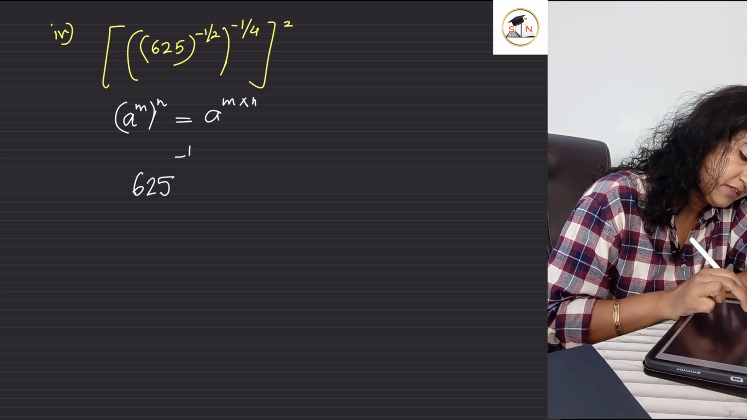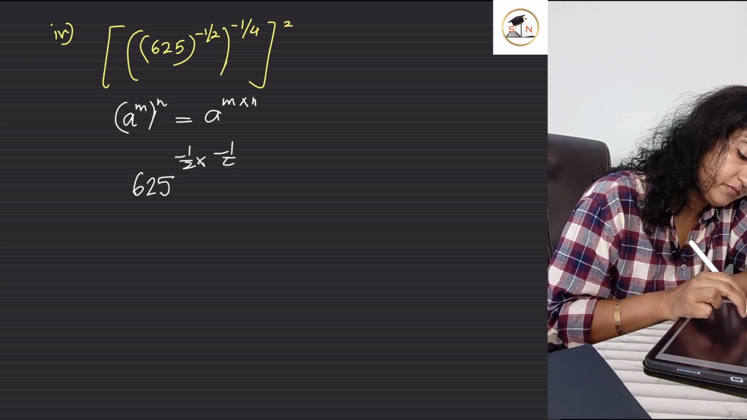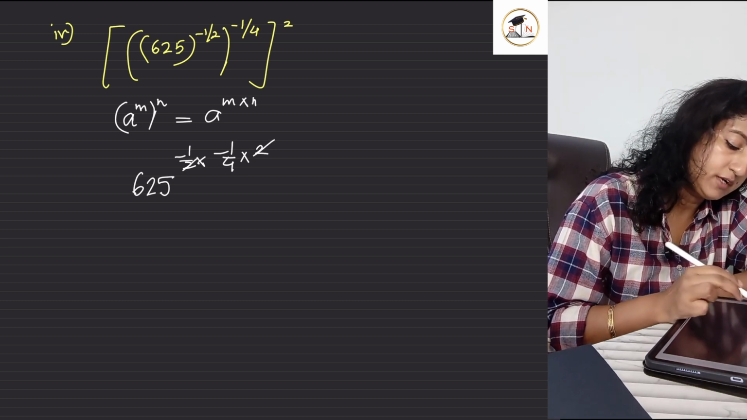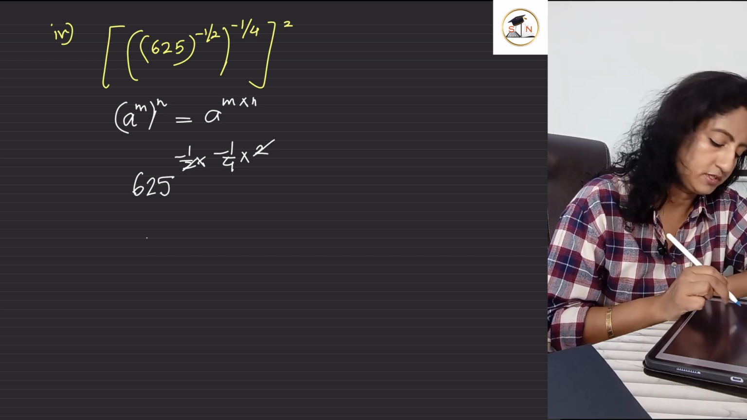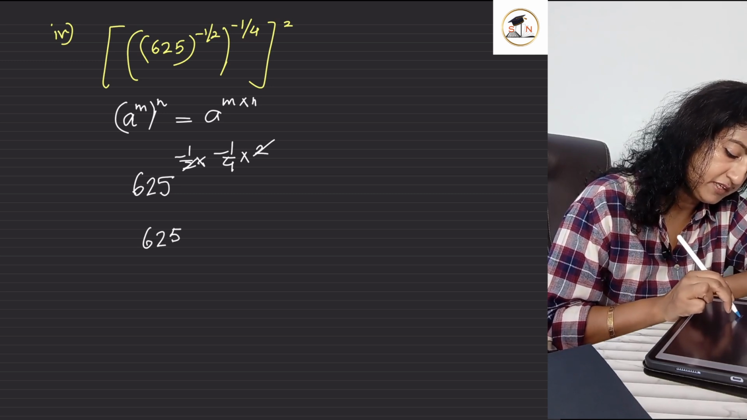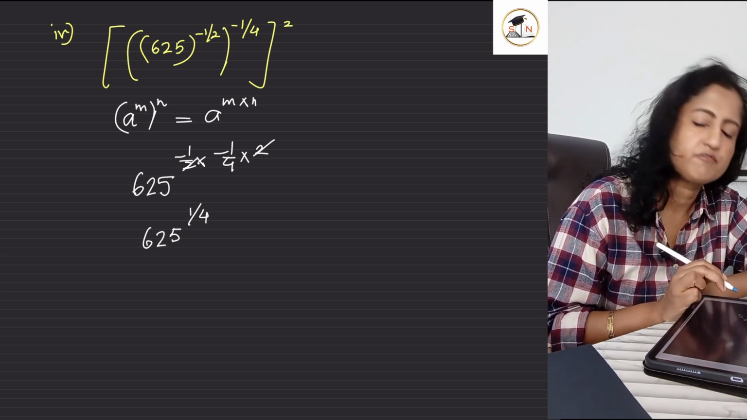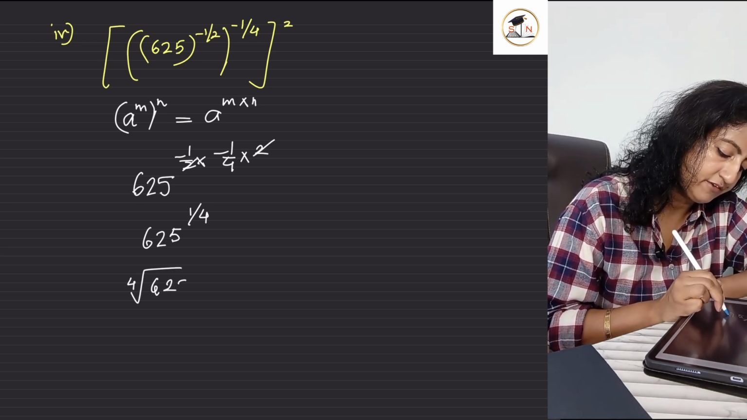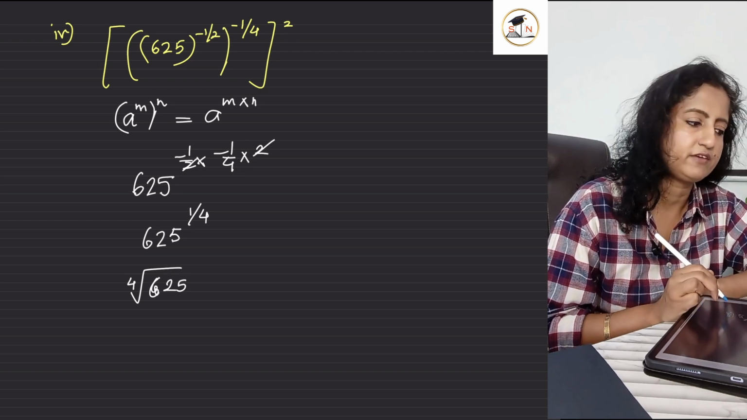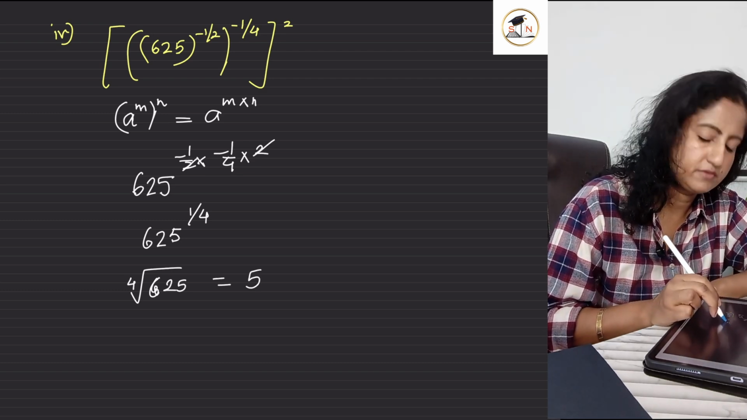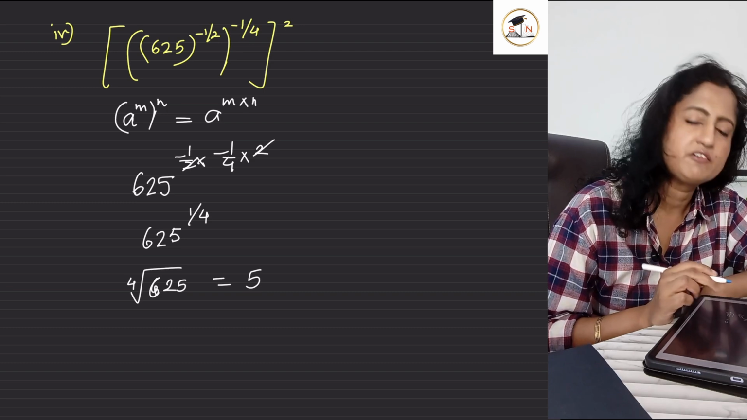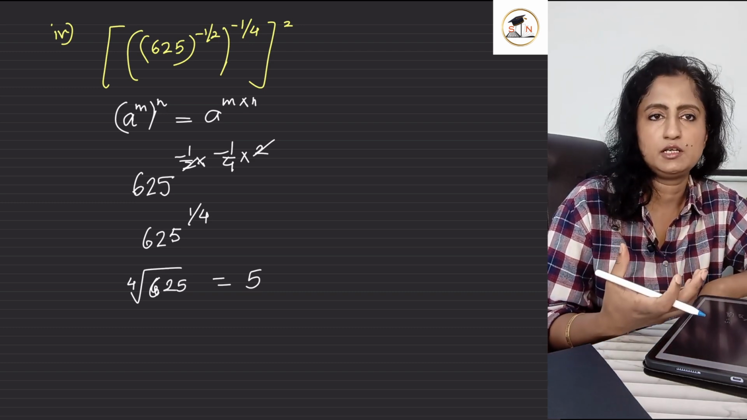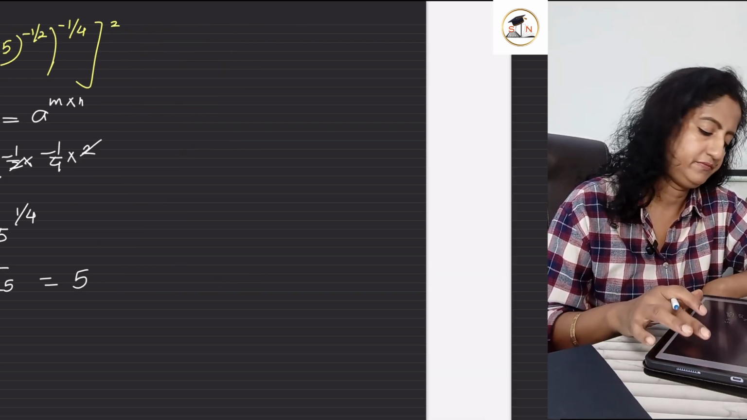625 remains as it is. I am multiplying all the powers. This is what we get. Now, 2 and 2 got cancelled. Negative negative becomes positive. That means I am left with 625 having a power of 1/4. Now, what does 1/4 mean? It means 4th root of 625. So what is the 4th root of 625? And the answer comes out to be just 5. It is a pretty easy question. It's just that multiple brackets do scare some children. However, still it is an easier one.